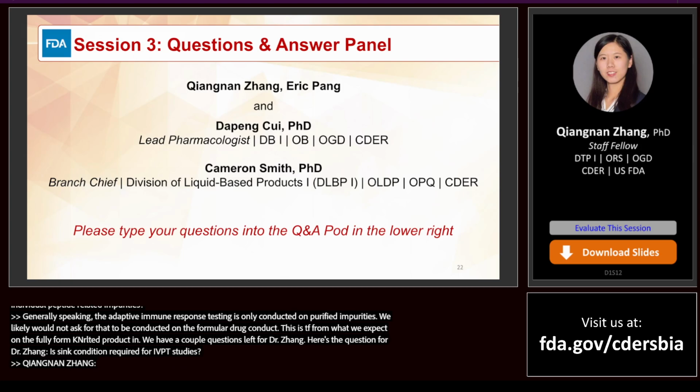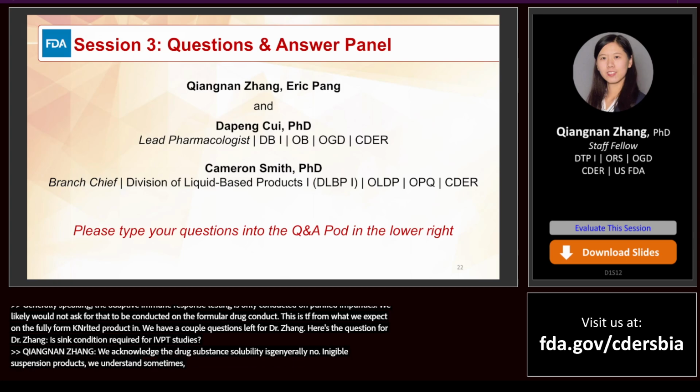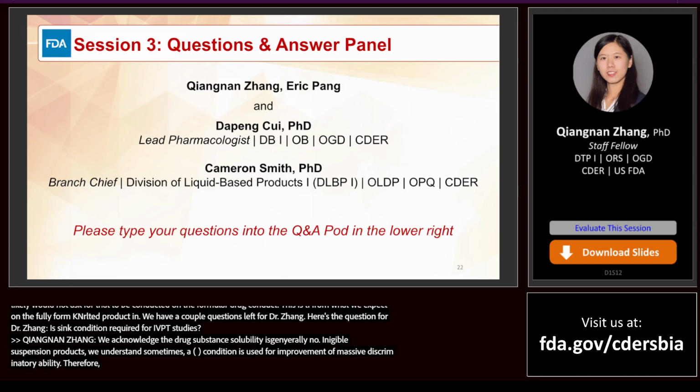We acknowledge the drug substance solubility is generally very low in injectable suspension products, and we understand sometimes a non-sink condition is used for improvement of method discriminatory ability. Therefore, sink or non-sink condition either way may be acceptable as long as you provide sufficient justification. Thank you.